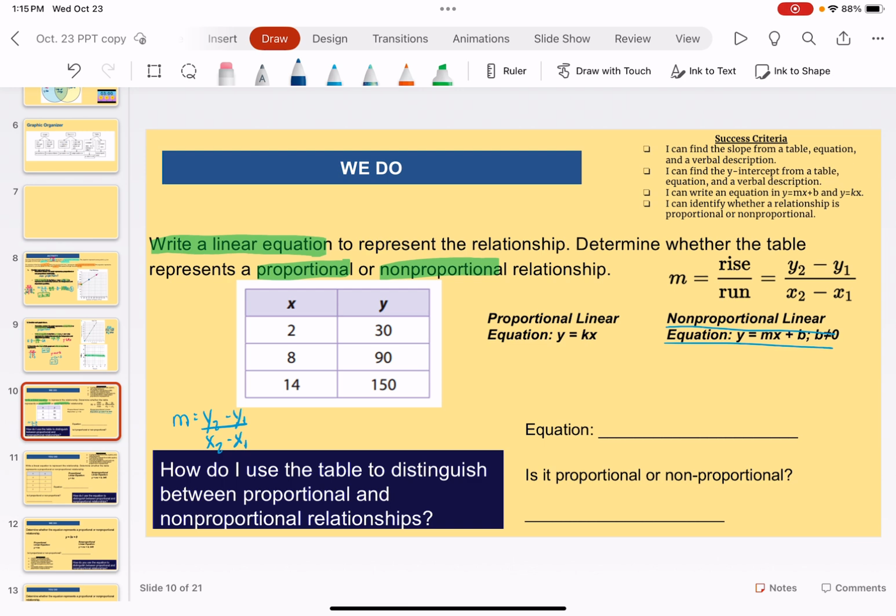Then we need to choose 2 points, and we're going to label them. So we're going to choose the 2, 30 and then the 8, 90. So I'm going to label the 2 my x1. It's my first x coordinate. And then my 30 is my y1. It's my first y coordinate. So remember, all the numbers on the left side of the table are our x's. All the numbers on the right side of our table are our y's. And the 8 is going to be our x2. And then the 90 is going to be our y2.